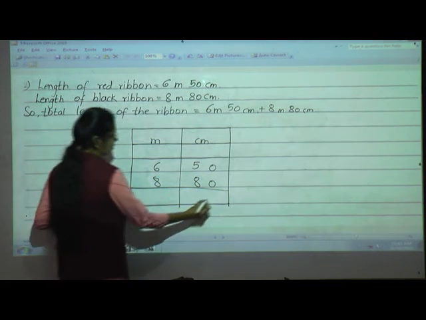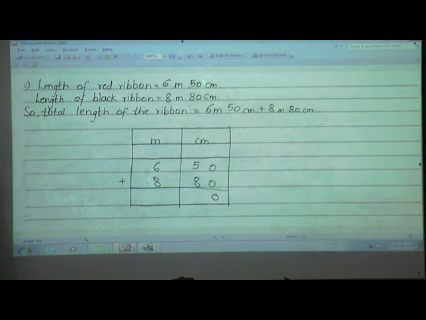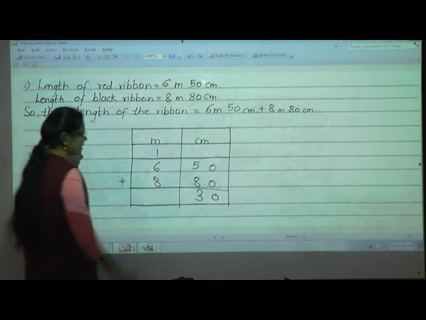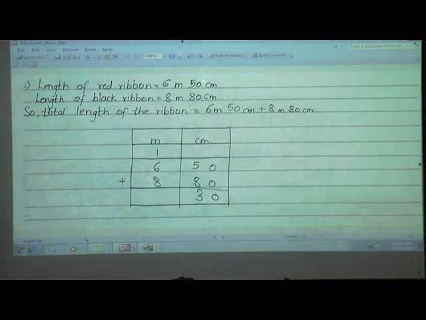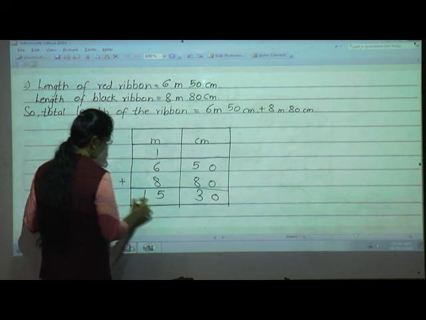0 plus 0, 0. Then 5 plus 8. Yes, 5 plus 8, 13. So here we will write 3 and 1 as carry. Then 1 plus 6. Yes, 1 plus 6, 7. And 7 plus 8, 15. Correct. So here we'll write 15.